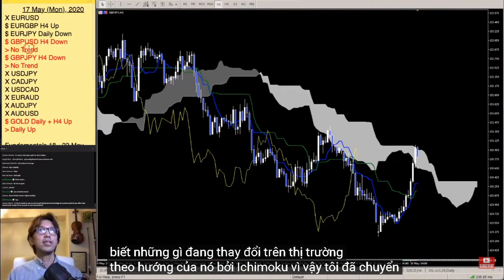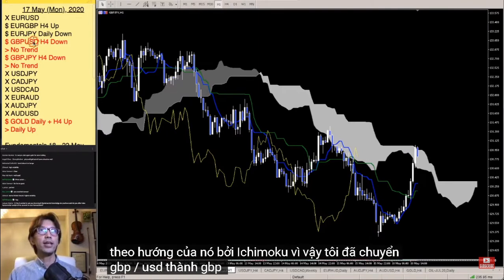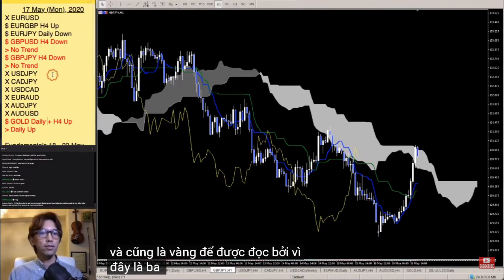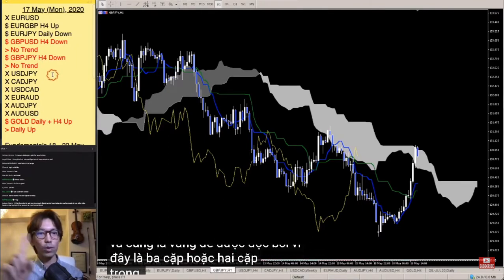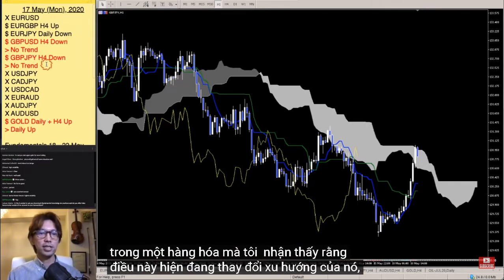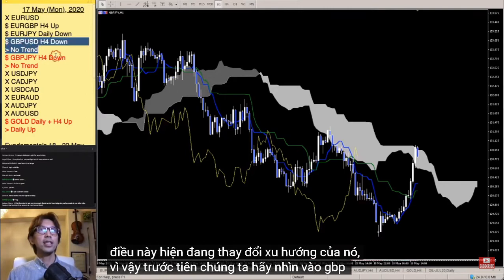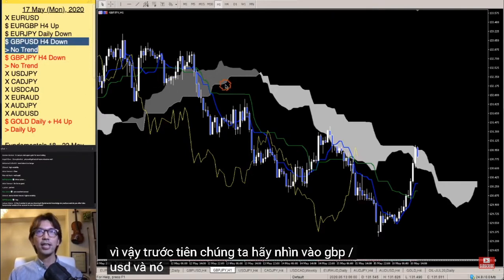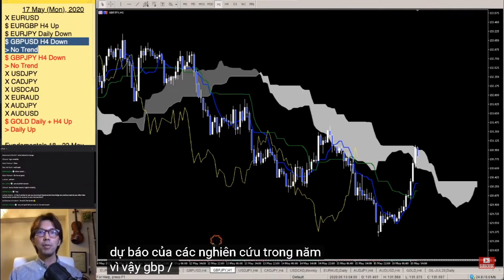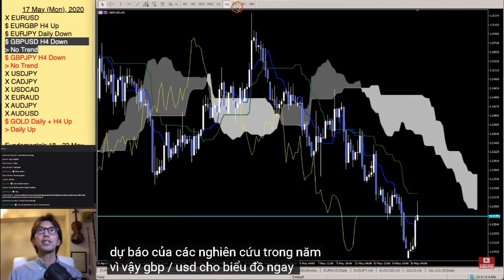So I turned GBP/USD to be red, and GBP/JPY to be red, and also gold to be red too, because these are the three pairs, or two pairs and one commodity, that I noticed are now changing their trend. So let's take a look at the GBP/USD first. It's changing from yesterday's forecast.